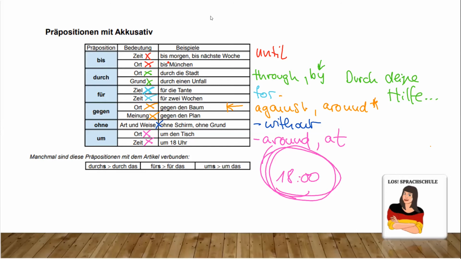Sometimes, like in dative, we also have a combination to shorten things up and make them easier for the mouth. For example, durch das becomes durchs, für das, fürs, and um das, ums. To be honest, this one is totally fine. Durchs, it's also okay, but to be honest, durch das is for my mouth easier. This S at the end with the H makes it a little harder even. But you can practice both. You can let me know what's easier for you.